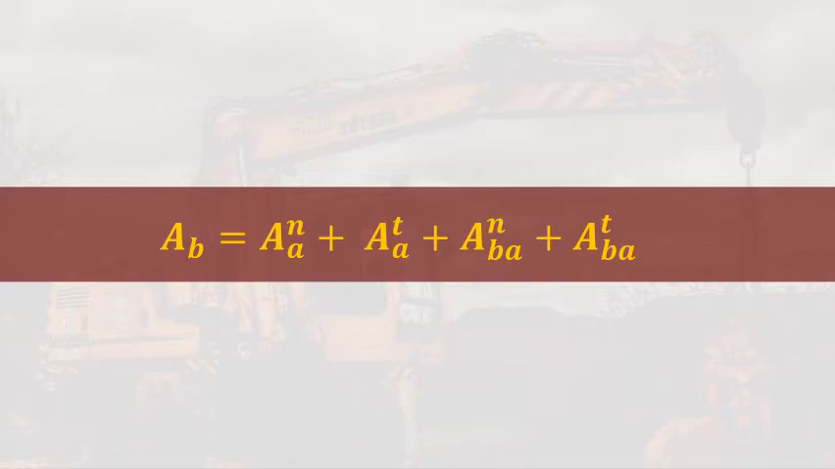Say for example, you are looking for the acceleration of point B, and you know the acceleration of point A. So if you are to get the acceleration of B, you can use this relationship: the acceleration of B is just the sum of the normal component of the acceleration of A, the tangential component of the acceleration of A, the acceleration of B relative to A normal, and the acceleration of B relative to A tangential. Take note that these are vectors, so this means that you will add both the magnitude and the direction.